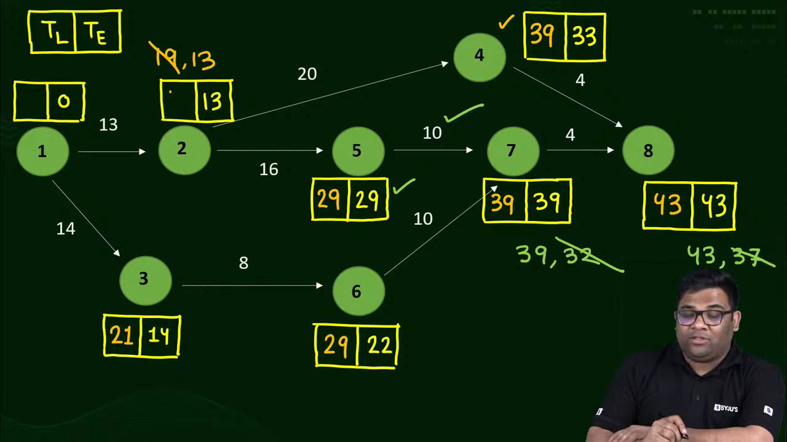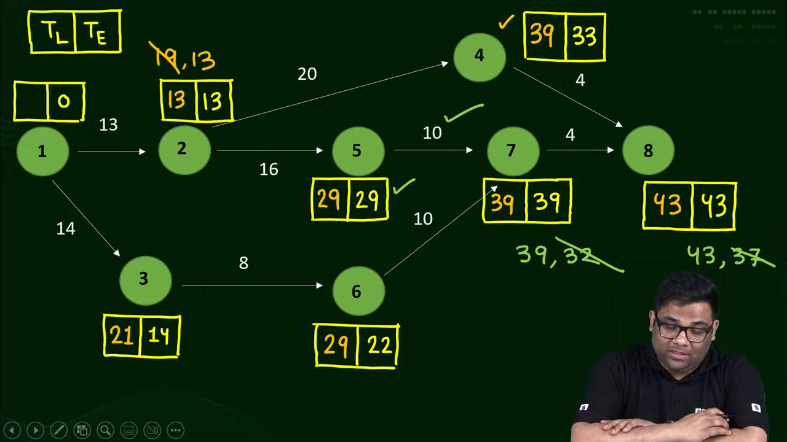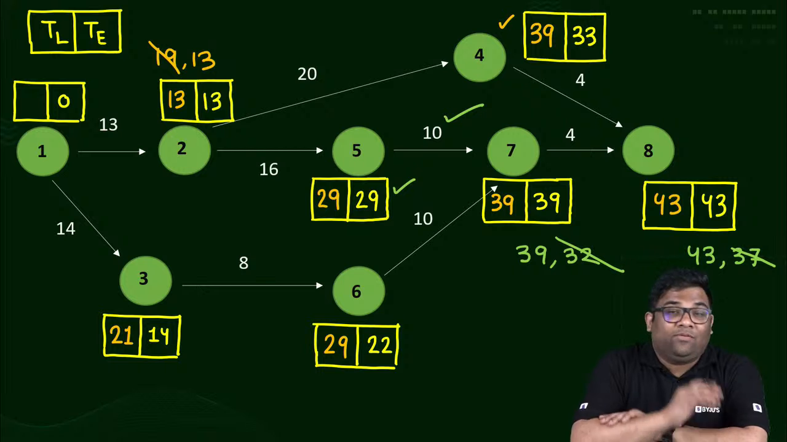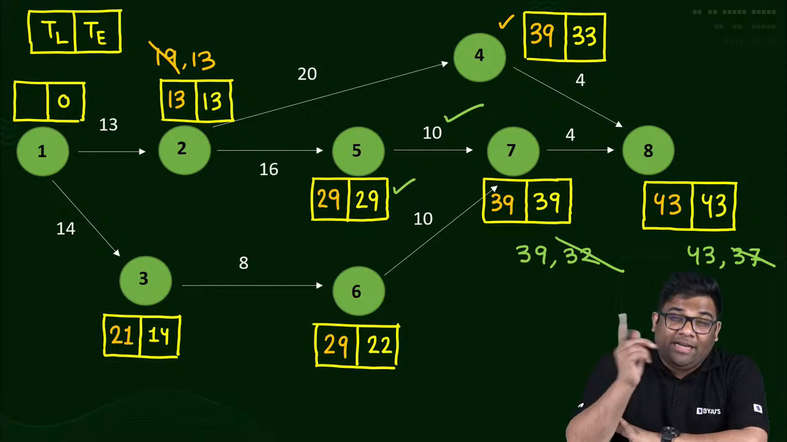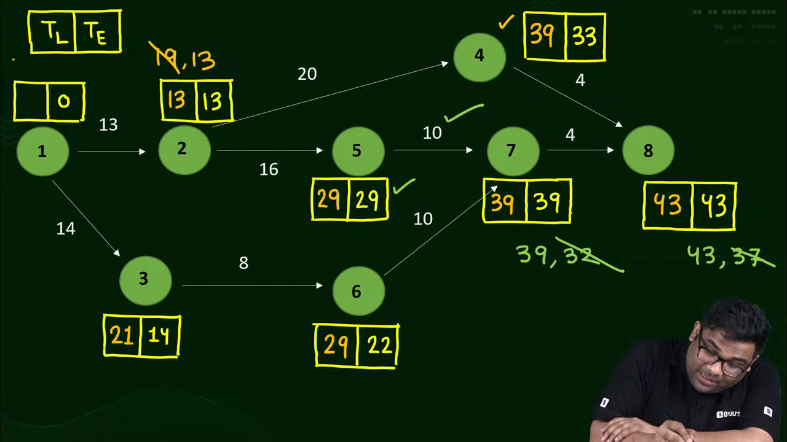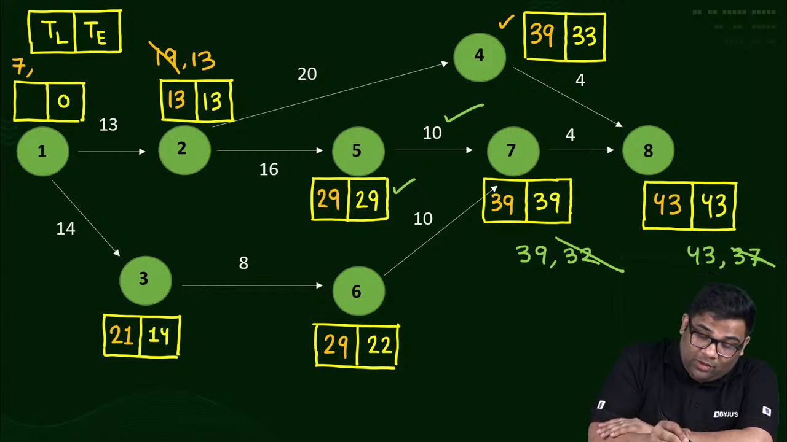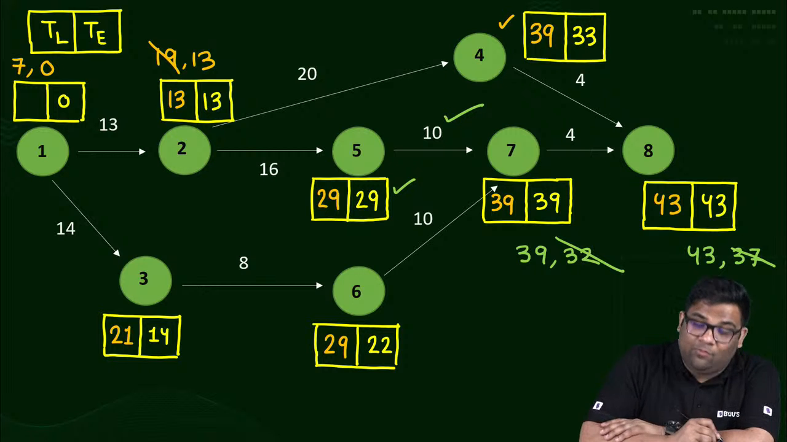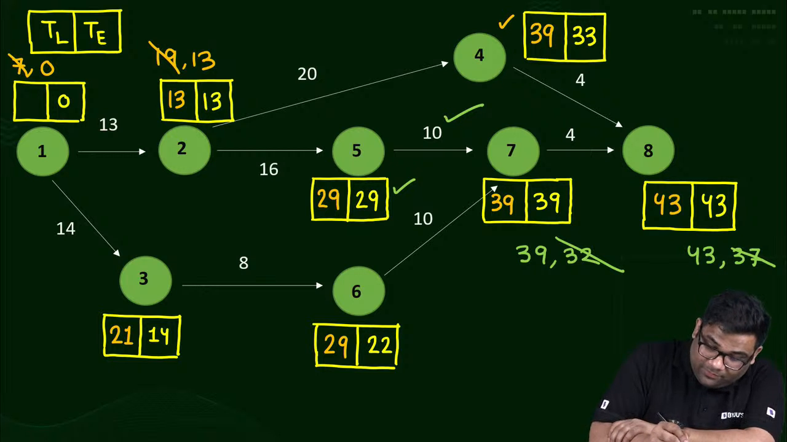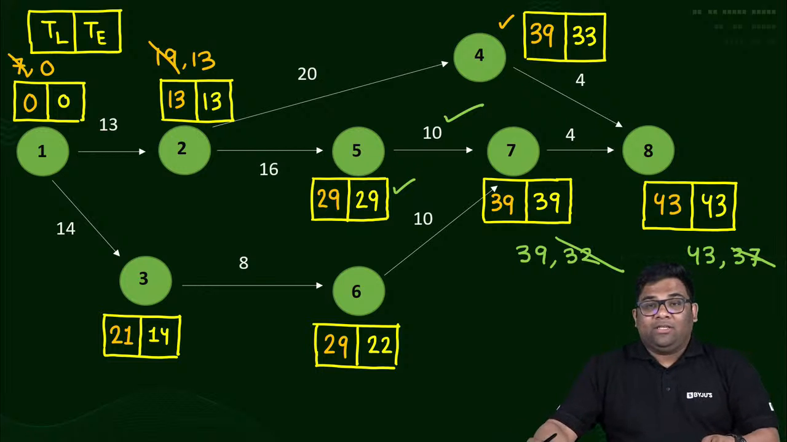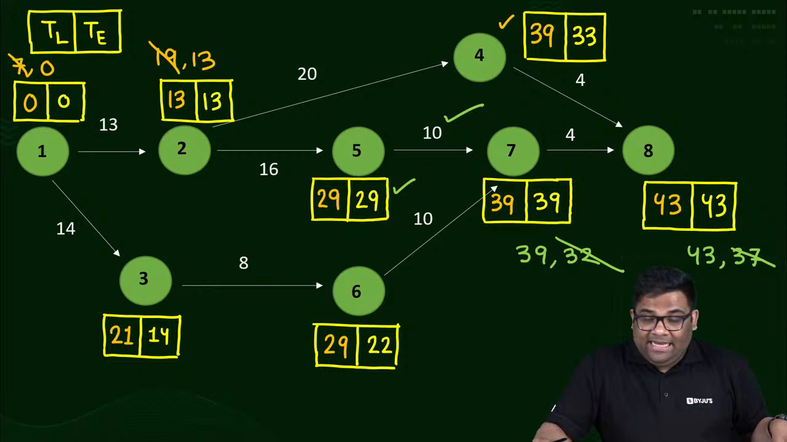And then for the first one, I also have two options: 21 minus 14 is 7, and 13 minus 13 is 0. I will take the minimum one here, so the answer is 0. So everybody understood how to find out TE and TL.